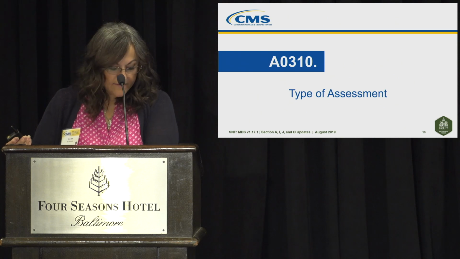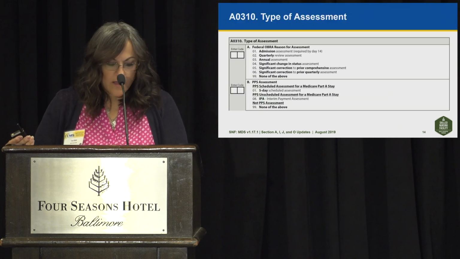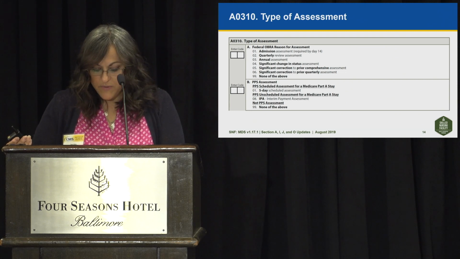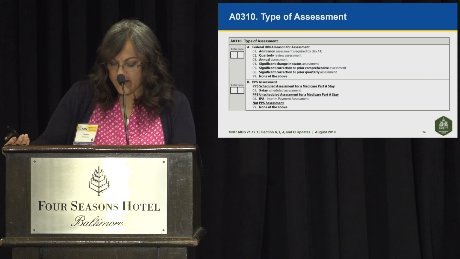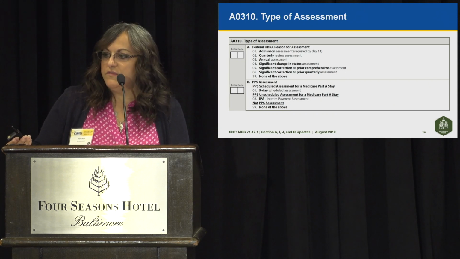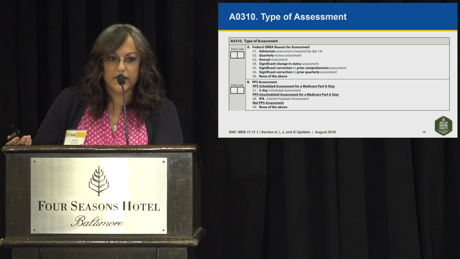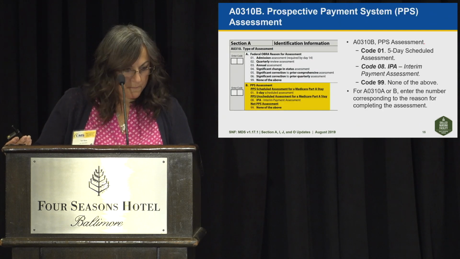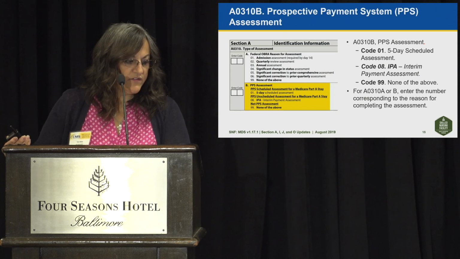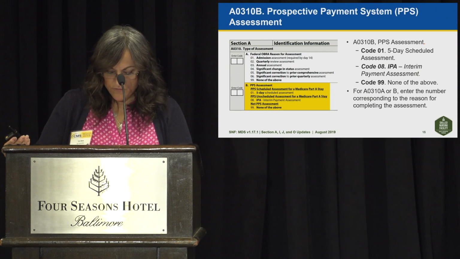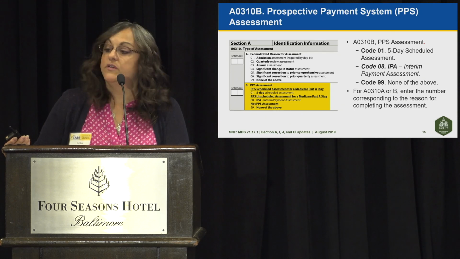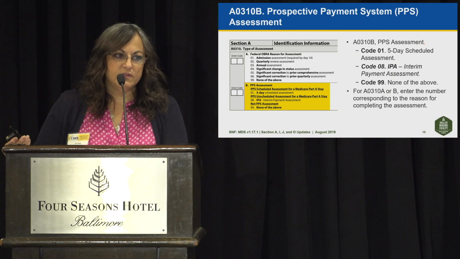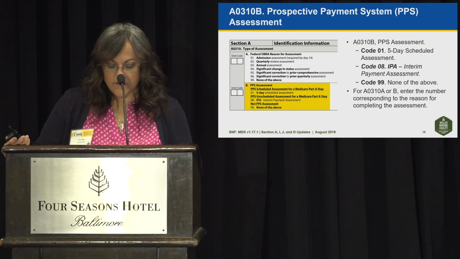So A0310, type of assessment. This will look familiar to you from yesterday. Basically, the changes here, of course, are in the PPS area, which is A0310B. Quite a few of the assessment types have been removed, and we know why. It's because they're not needed under PDPM. This slide just highlights that section for you. So what we're left with are just those 3 response codes: for the 5-day PPS, which is 01, the IPA, which is 08, and 99, which is none of the above.